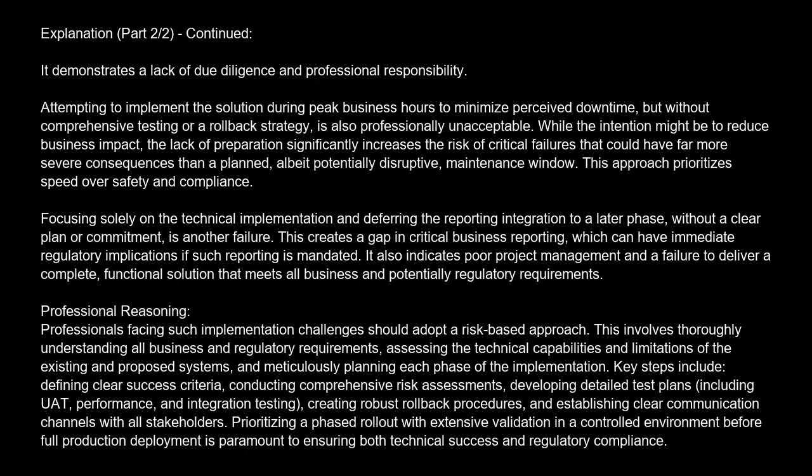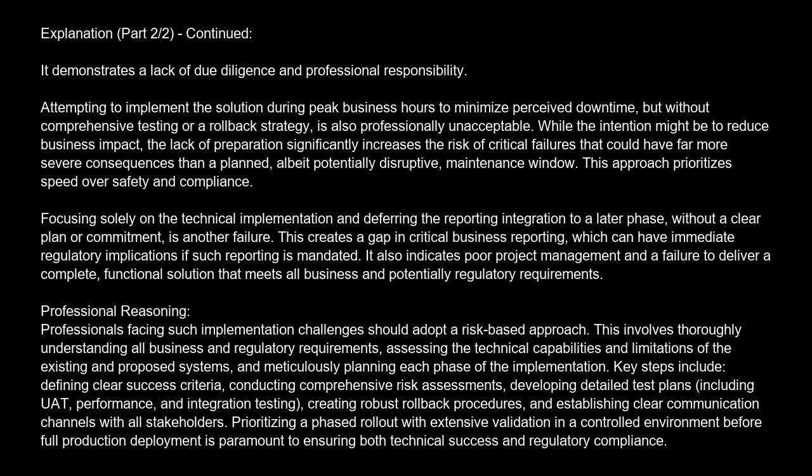This approach prioritizes speed over safety and compliance. Focusing solely on the technical implementation and deferring the reporting integration to a later phase, without a clear plan or commitment, is another failure. This creates a gap in critical business reporting, which can have immediate regulatory implications if such reporting is mandated. It also indicates poor project management and a failure to deliver a complete, functional solution that meets all business and potentially regulatory requirements.